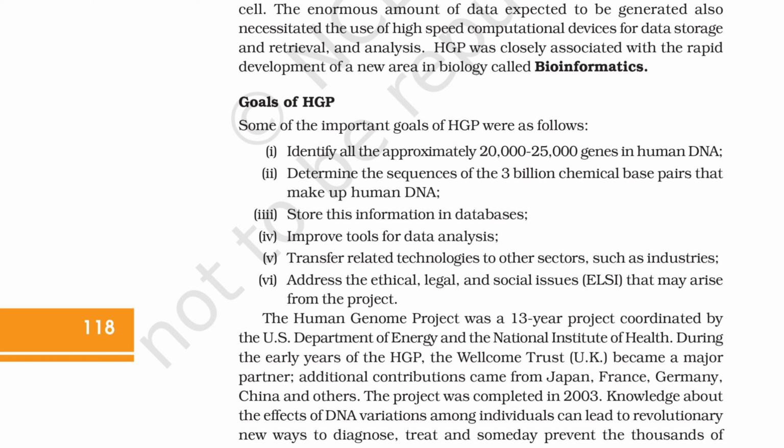The Human Genome Project was a 13-year project coordinated by the U.S. Department of Energy and the National Institute of Health. During the early years of the HGP, the Wellcome Trust, UK, became a major partner. Additional contributions came from Japan, France, Germany, China and others. The project was completed in 2003.